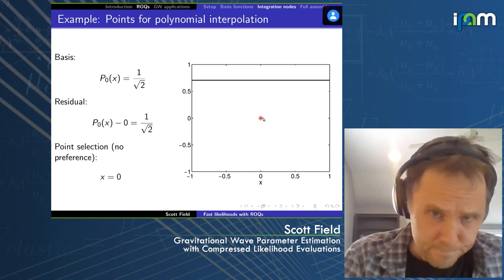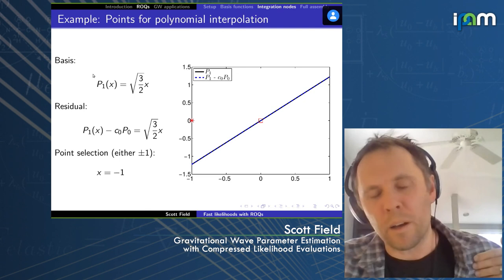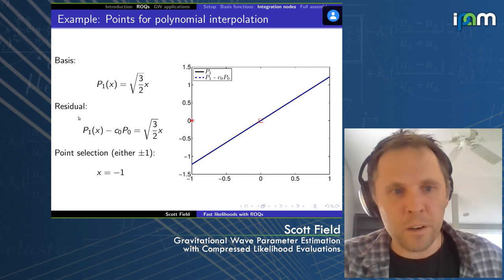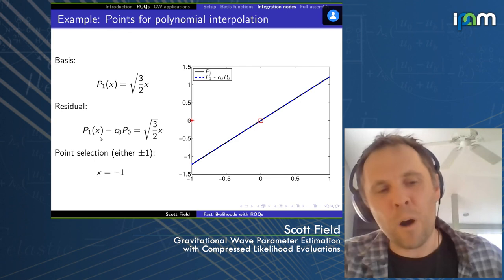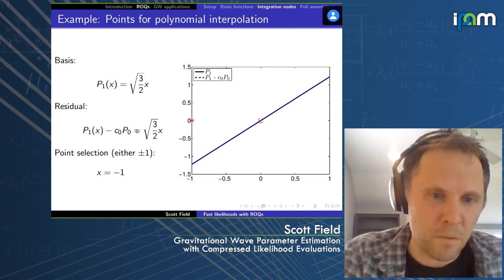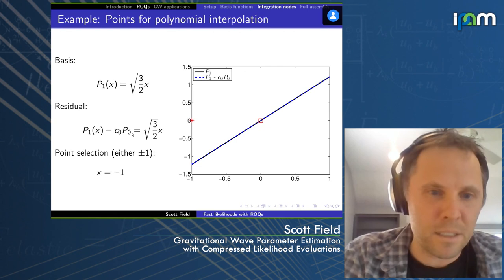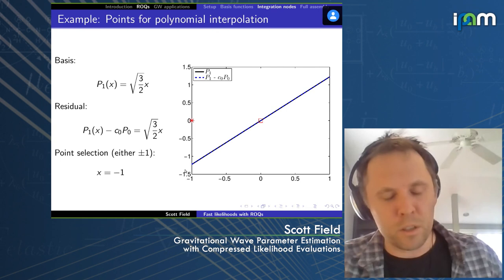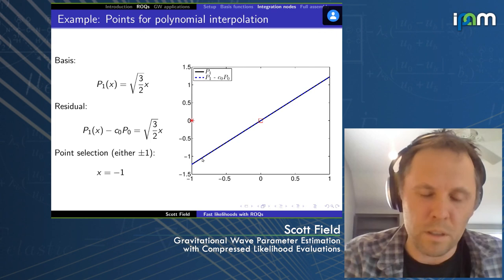Okay, the next point we need to select is a point that will associate with basis function 1. The next basis function is √3/2 x. The way we find the residual here is we take this p1 and subtract off, effectively speaking, how p1 projects onto p0 in an interpolatory sense. That's given here. So we have to find this c0, but there are ways to do that. It turns out in this case, c0 is 0, so the residual is just √3/2 times x. The residual is exactly the same as p1. Now there are only two choices we can pick, since we're trying to find where the residual is largest. It's either -1 or 1. We can pick either one. We arbitrarily pick -1 here.